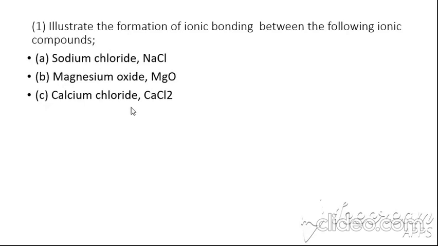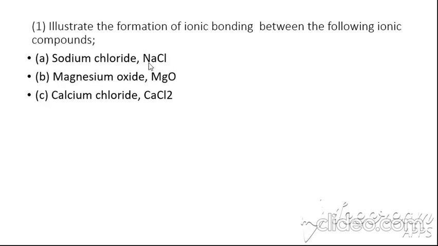So remember, ionic bonding is a type of bonding that exists between a metal and a non-metal. It involves transferring of electrons from metals to non-metals. So the question is saying illustrate the formation of ionic bonding between the ionic compounds. So for A, we have sodium chloride. So this is sodium and this is chloride. Sodium is a metal, while chlorine is a non-metal.